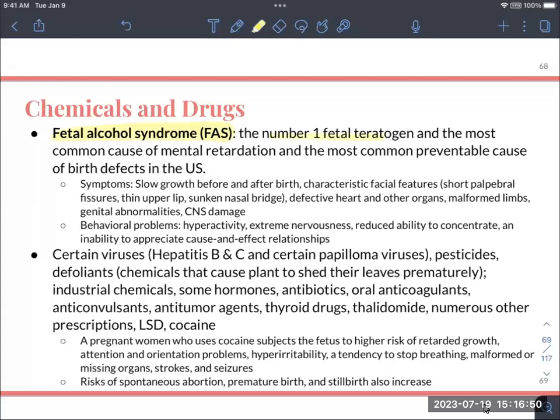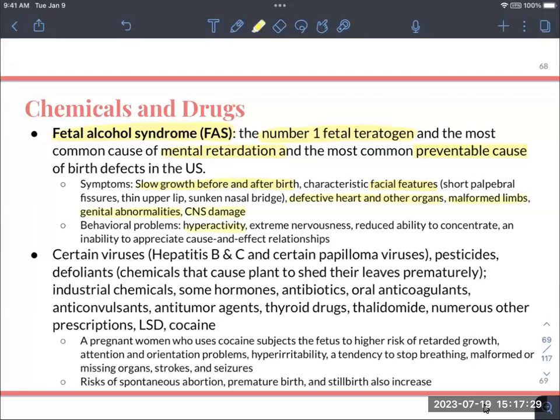This is the number one fetal teratogen. It is the most common cause of mental retardation. And it is the most common preventable cause of birth defects. There's slow growth before and after birth. There are facial features to a child of fetal alcohol syndrome, defective heart, other organs. The limbs may not form completely. The genitals may be abnormally grown. There could be damage to the central nervous system.